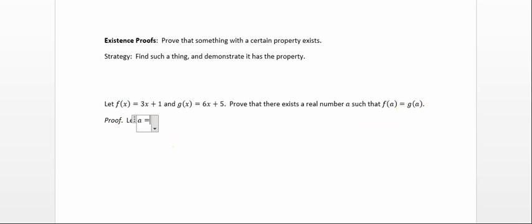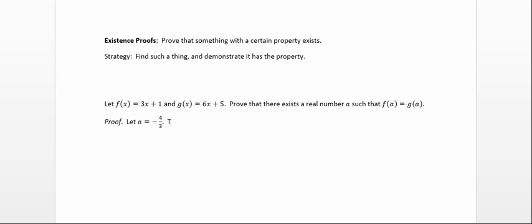Okay, so let a equal -4/3. That's the number that I claim is going to work. Now, where did I get that? Well, secretly on a separate piece of paper, I did the obvious thing. I set these two guys equal to each other and I solved, and I got -4/3. So I know this is the right answer. But I'm not going to show that work per se in my proof. My proof, I'm just trying to convince somebody that there is a number that works. And so here's the number, and now I'm going to show you that it works.